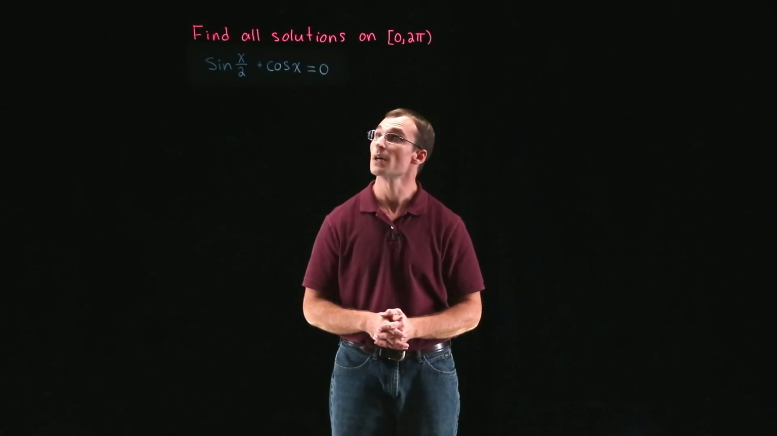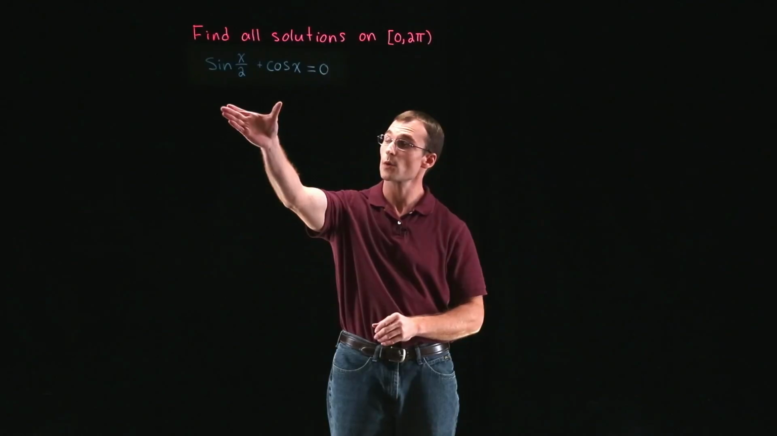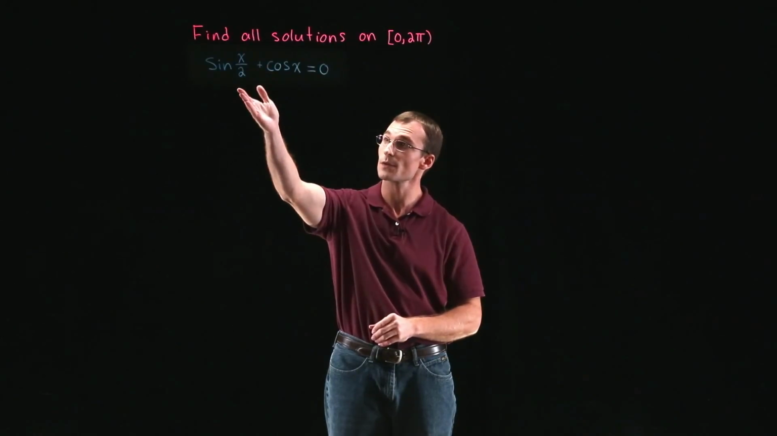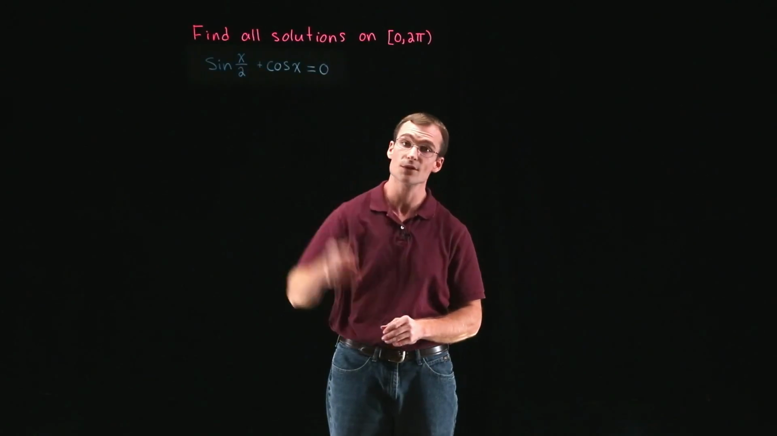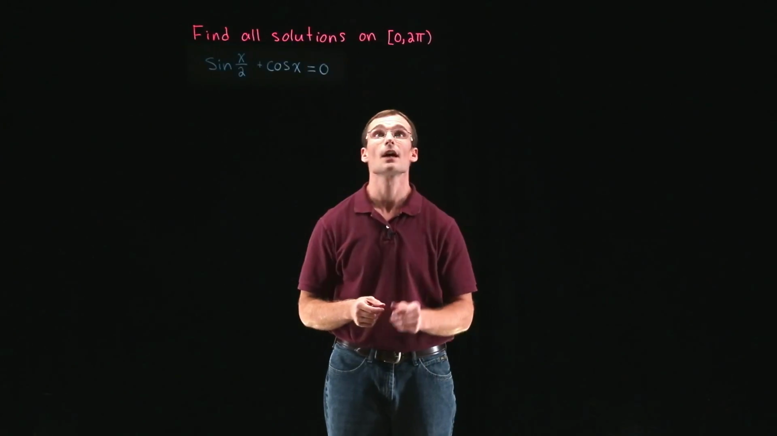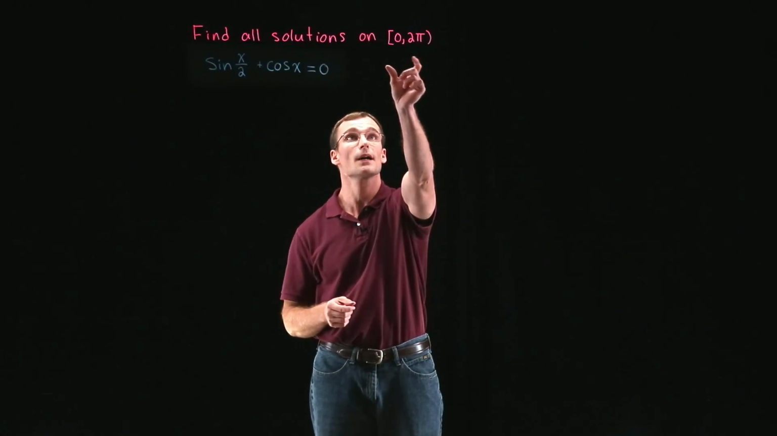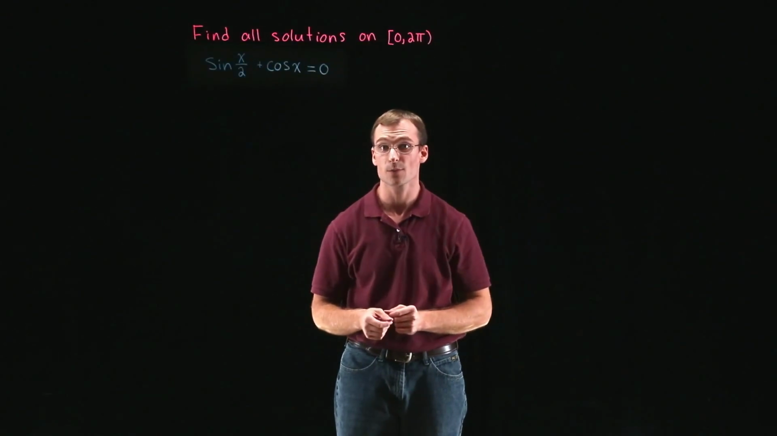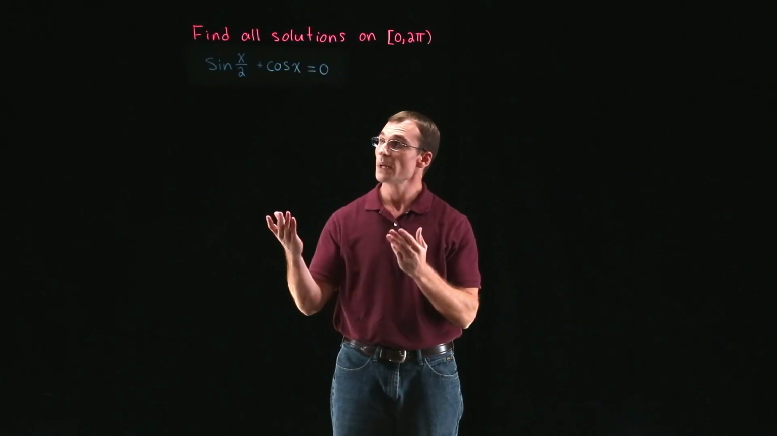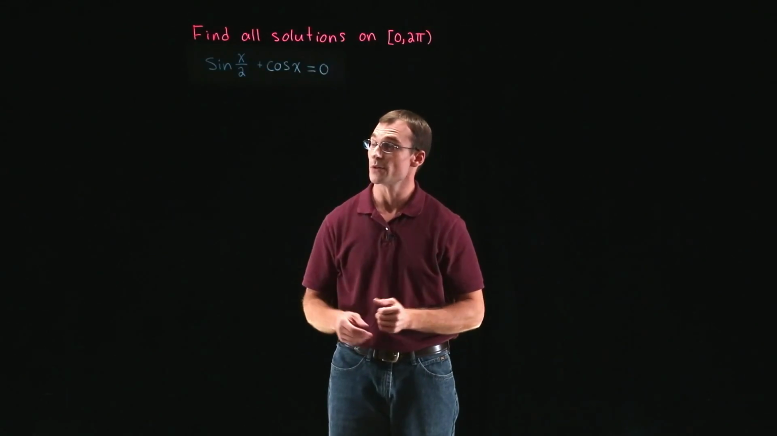Hello everyone, I'm Adam. In this problem, we're going to find all solutions to our equation, given here as sine of x over 2 plus cosine of x equal to 0. And we're going to find those solutions on the interval from 0 to 2 pi, including 0, but not including 2 pi. So what we have here to start with is a trigonometric equation.